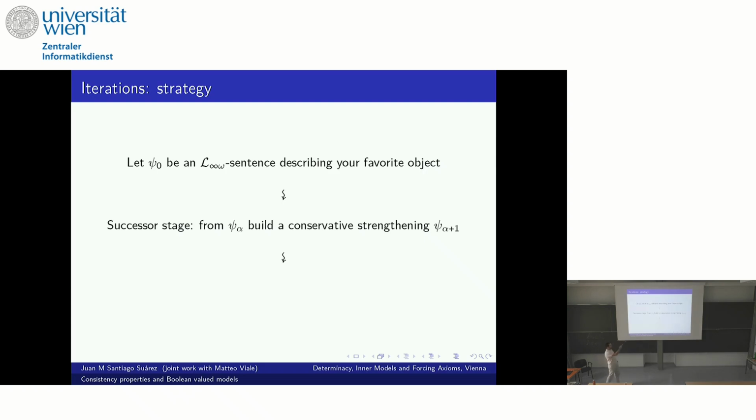Should you be able to do this for all successor stages? At limit stages, you arrive to something that is also a conservative strengthening by the conservative compactness theorem. Because if you build one by one, they will be finitely conservative. You take the conjunction, conservative compactness tells you that this is still a conservative strengthening, and you can continue the iteration. And this is the main reason for which conservative compactness is useful for this type of iteration.